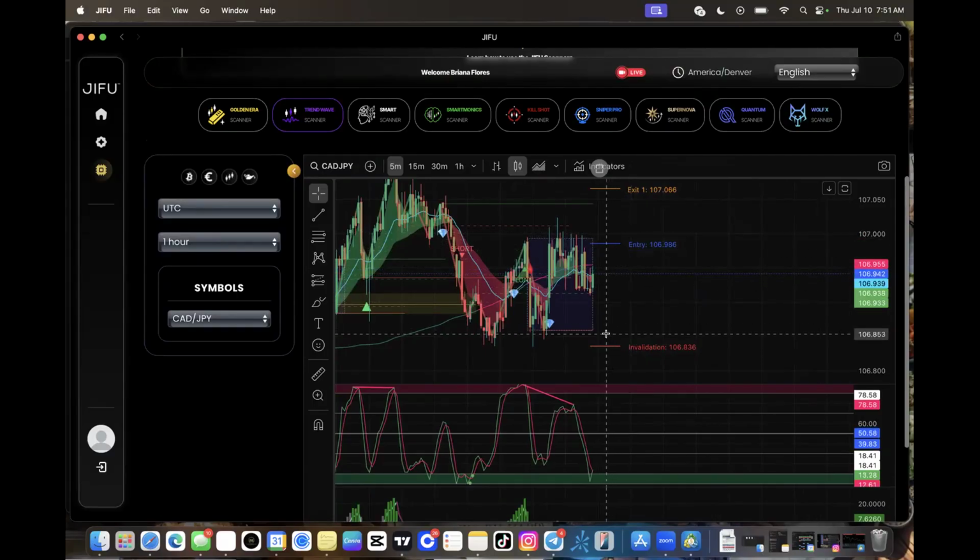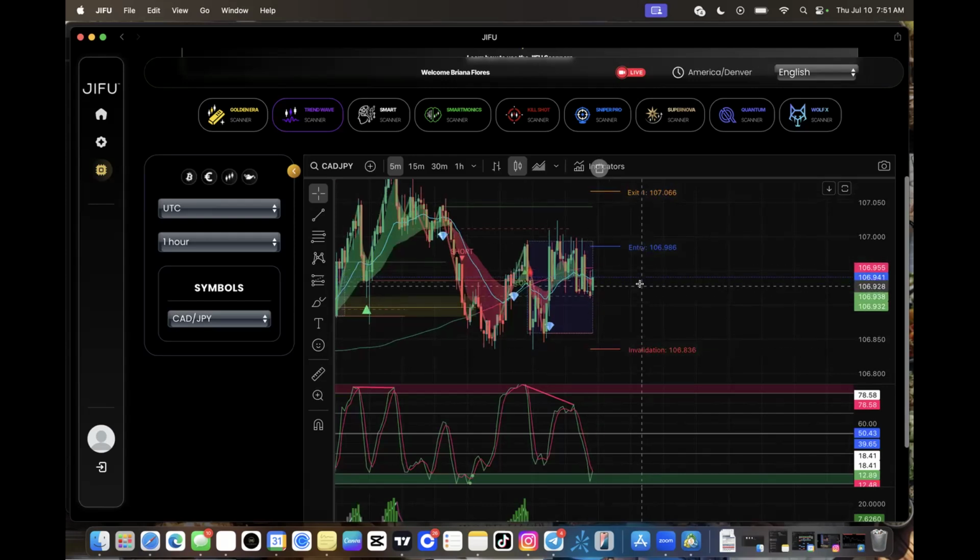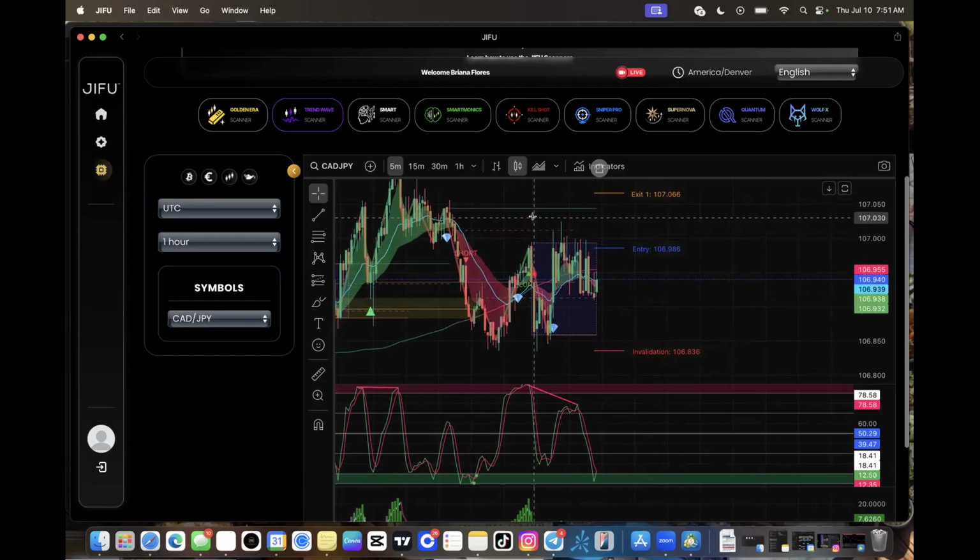I do like when it's closer to invalidation because one, you would make more money if it does go in the right direction, and two, you would lose less money if it goes back, right? So that is that reason, right? So we do have it near entry, we do have it at the bottom half.